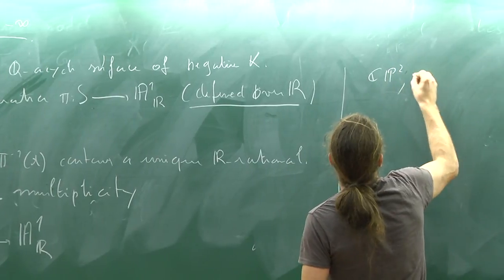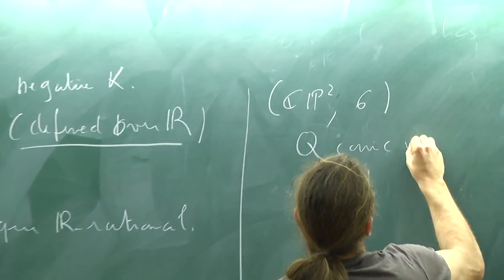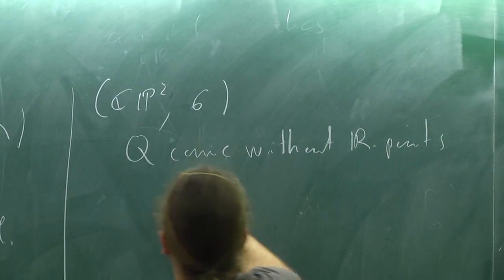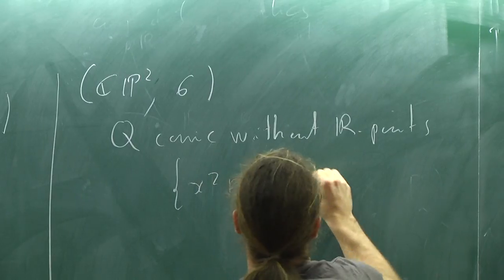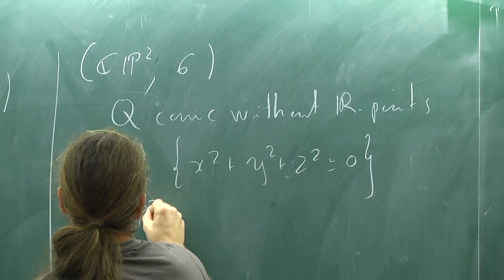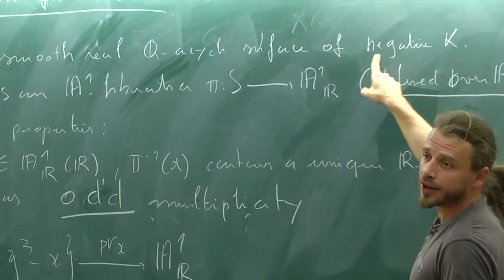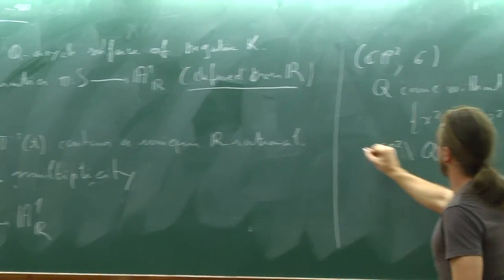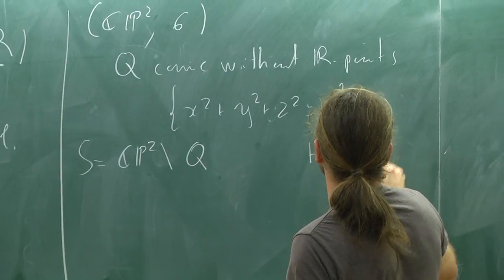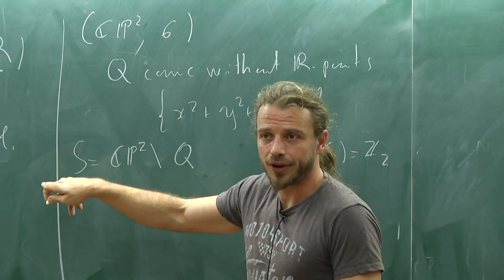If you look into, again, CP2 is a standard structure, and Q is a conic without real points. So that could be something like this. Right. There is no real solution of this. Then CP2 minus Q is a smooth Q-acyclic surface of negative Kodaira dimension, in fact, and it's defined over R. In fact, you can find that H1 of S is Z2. But there is no A1 fibration defined over the reals on that guy.